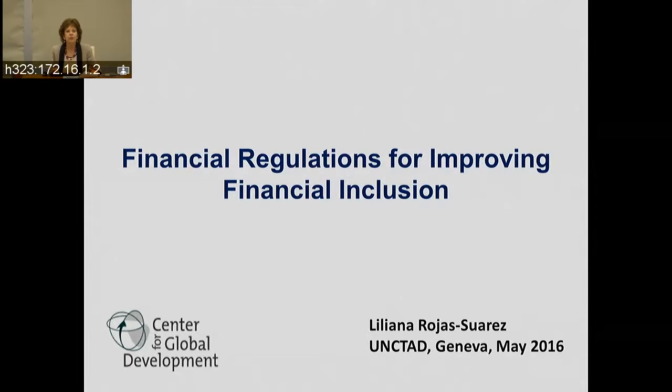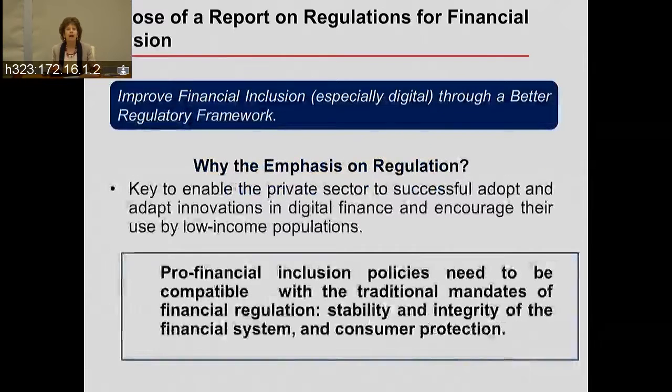I'm very pleased to be representing the Center for Global Development and the report that we have produced on financial regulation for improving financial inclusion. I was listening a little bit to the last presentation, and I can see the importance that this meeting is giving to the issue of regulation.